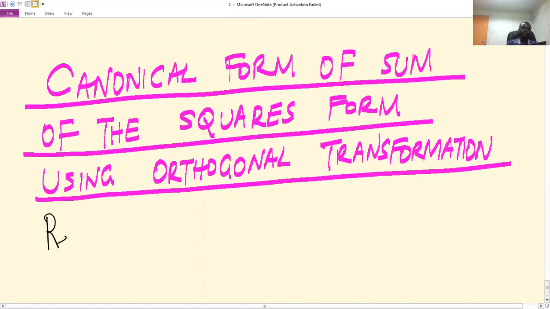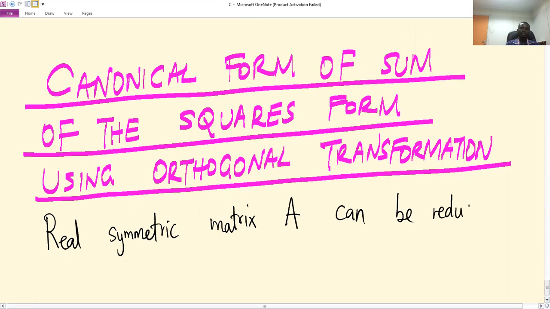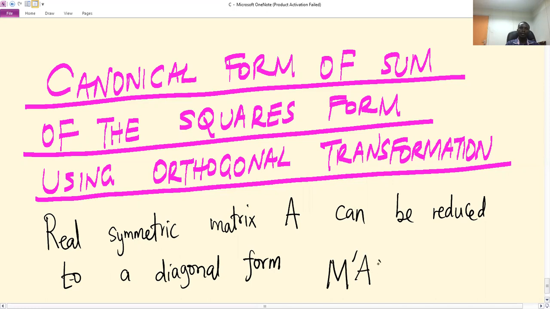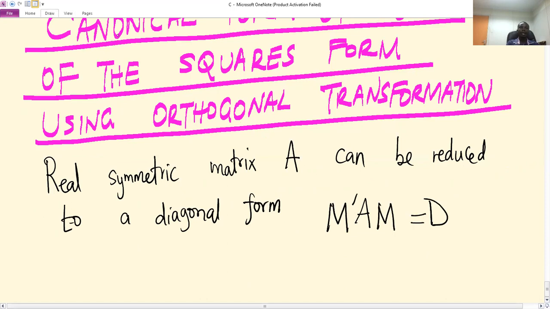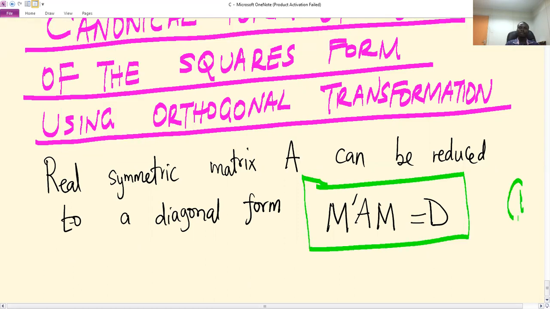real symmetric matrix A can be reduced to a diagonal form, M transpose A M is given by D. So let's call this diagonal transformation, let's call this one 1. That any real symmetric matrix can always be transformed into a diagonal matrix.